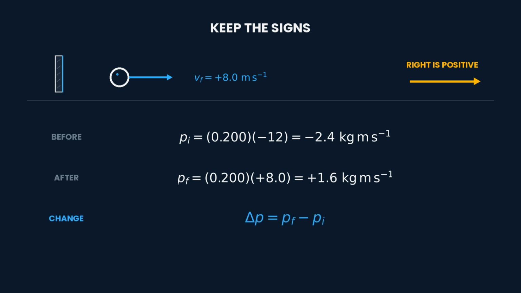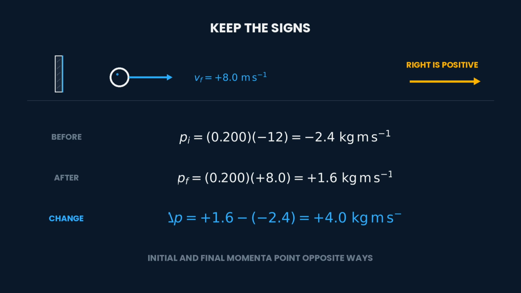The change in momentum is final momentum minus initial momentum, so delta p is positive 1.6 minus negative 2.4, giving positive 4.0 kilogram meters per second. It is not 0.8. The ball reverses direction, so its initial and final momentum vectors point in opposite directions. The positive change is towards the right.